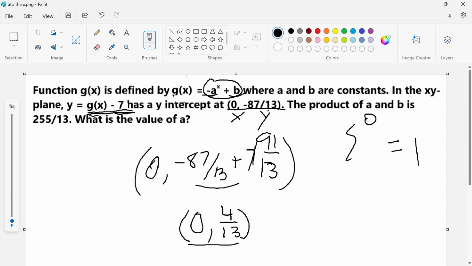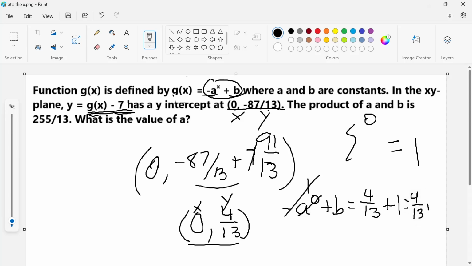Now I can just plug this in for x and y into g of x and solve for a or b. Let's see what happens. Negative a to the 0 power, since x is 0, plus b equals 4 thirteenths. a to the 0 is just 1. Negative 1 plus b equals 4 thirteenths. If I add 1 to both sides, b equals 4 thirteenths plus 13 thirteenths. b is 17 thirteenths.